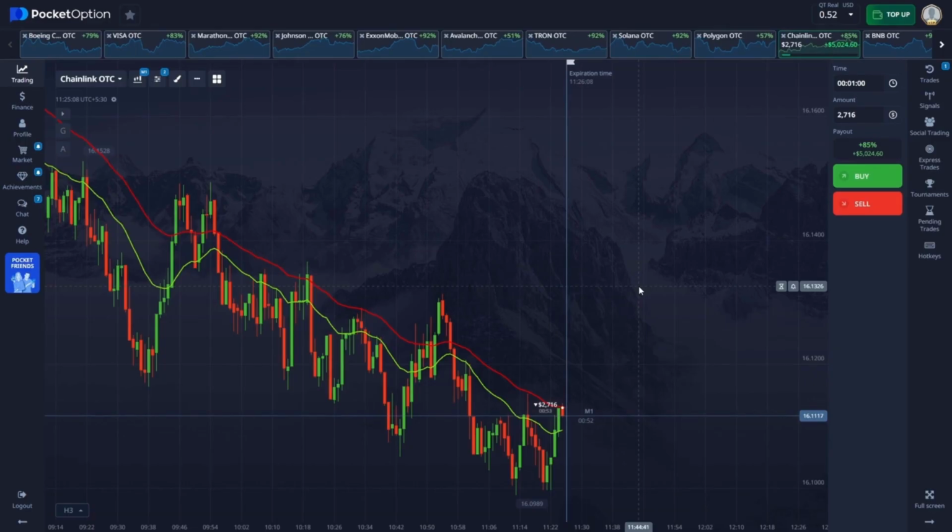$2,716. You will see there is a downtrend as well, and the trade is also going in our favor right now. But we still have 40 seconds left.